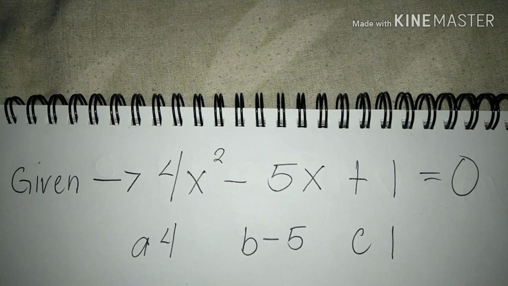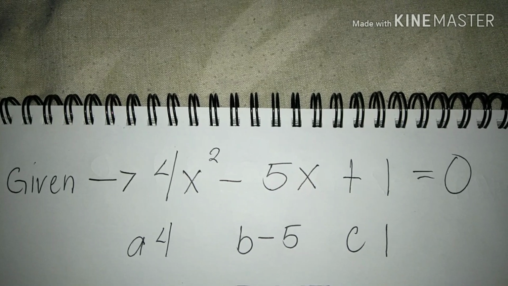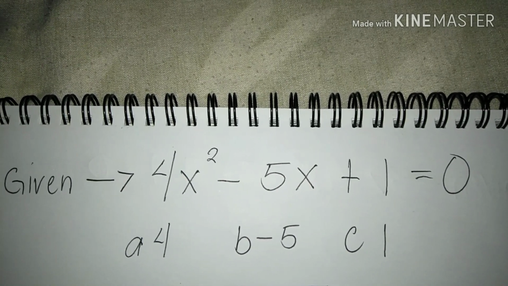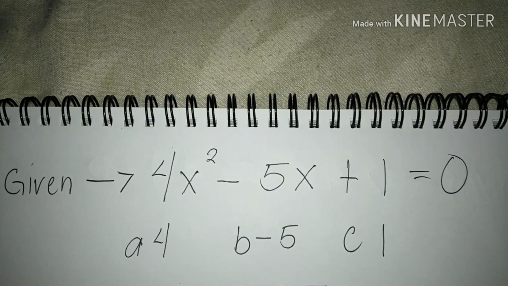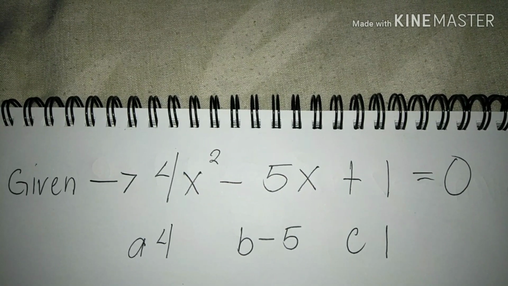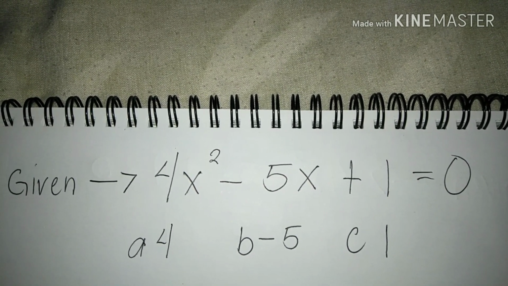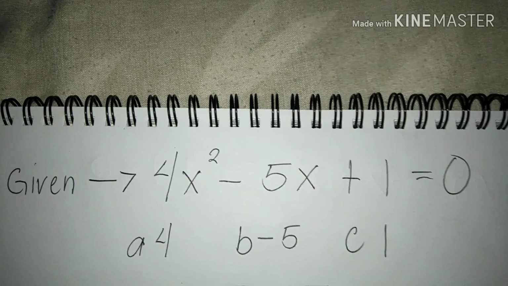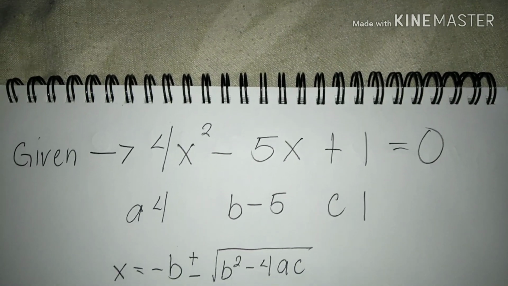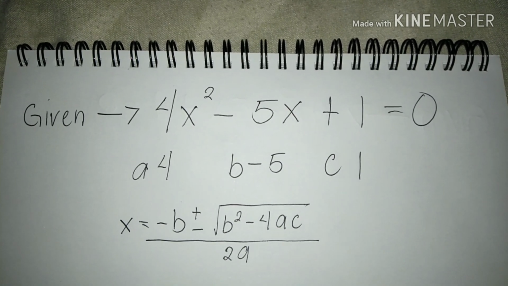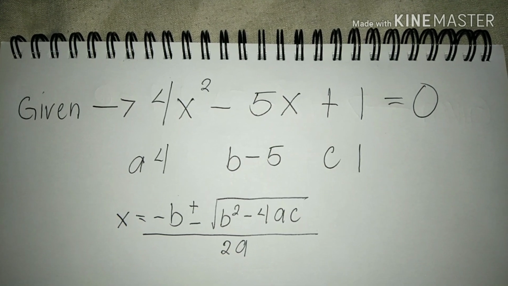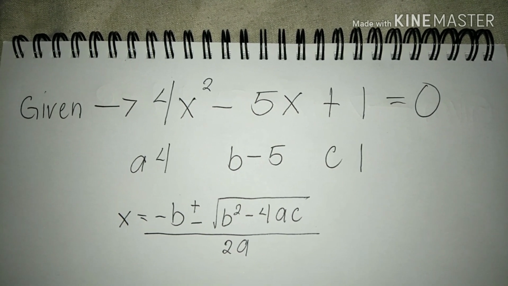Example number 2. The given is 4x squared minus 5x plus 1 is equal to 0. Then determine the values of a, b, and c. 4 is equal to a, b is equal to negative 5, c is equal to positive 1. Then write the quadratic formula. The quadratic formula is x equals negative b plus minus the square root of b squared minus 4ac all over 2a.